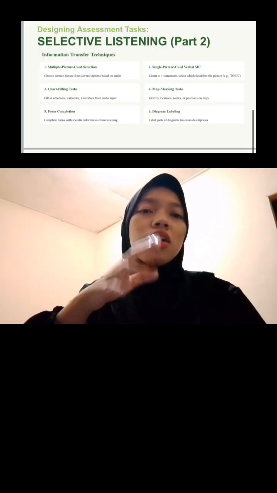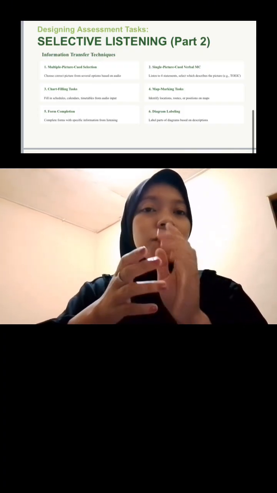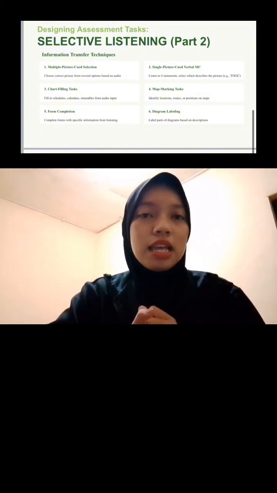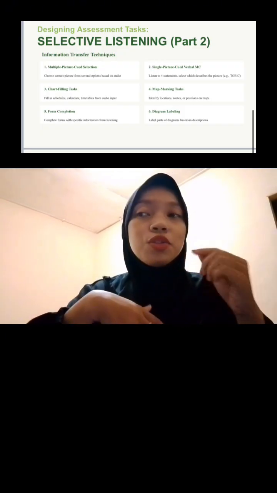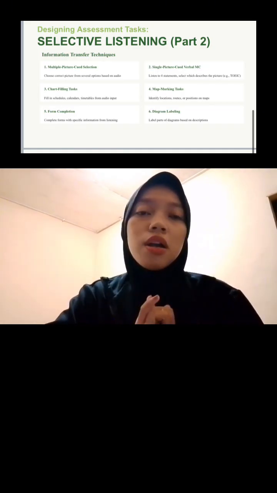And then the next slide is about selective listening. In part 1, the first activity is listening cloze, also called partial dictation. In this task, students listen to a passage while reading a transcript with missing words. They need to fill in the missing words or phrases. This activity can focus on specific grammar such as verbs, articles, or prepositions, and often uses high-information items like numbers or dates.